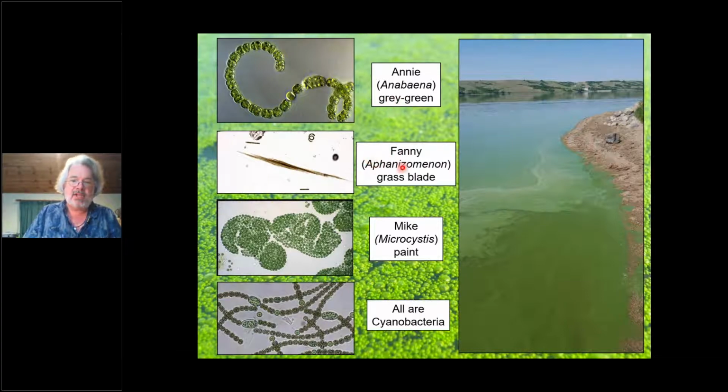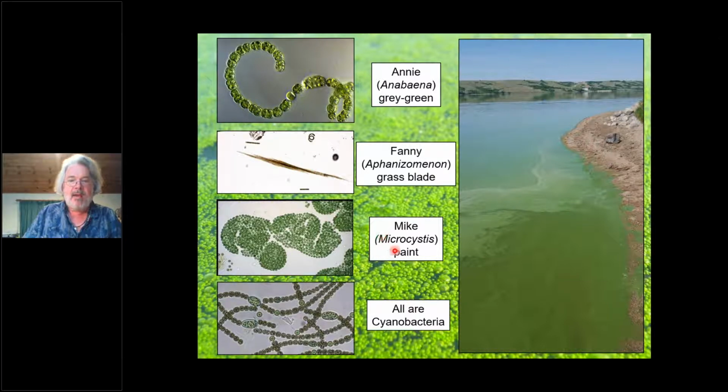Fanny is a Aphanizomenon. There'll be no quiz at the end on how to pronounce that. It forms little fine filaments, but they aggregate together. They're kind of stuck together, and they look like somebody's cut their lawn and then dumped the grass blade clippings in the lake. And so this is the grass blade form of the colony.